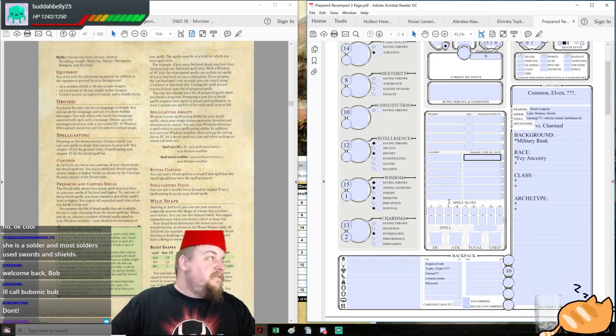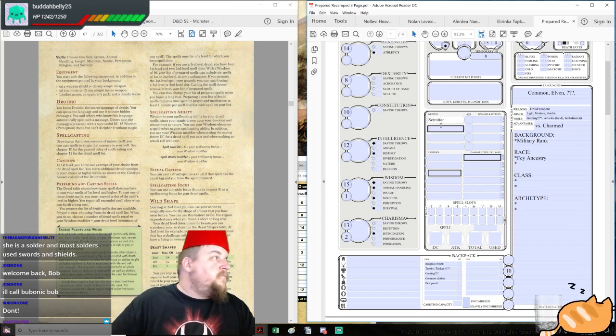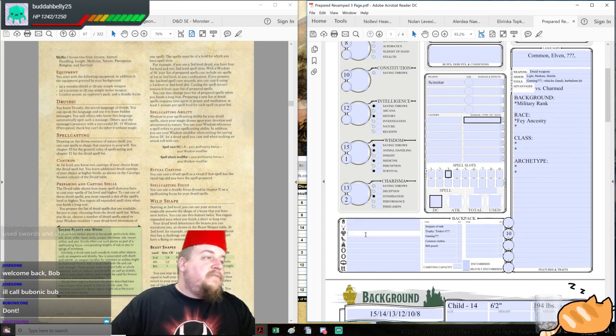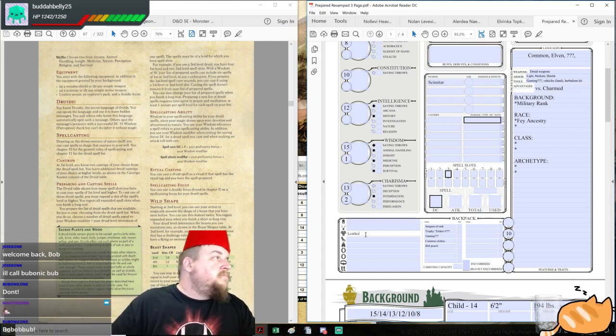So we're going to give her a shield. We'll give her a scimitar. She's a frontline druid. She will, however, get leather armor. An explorer's pack. And a druidic focus.